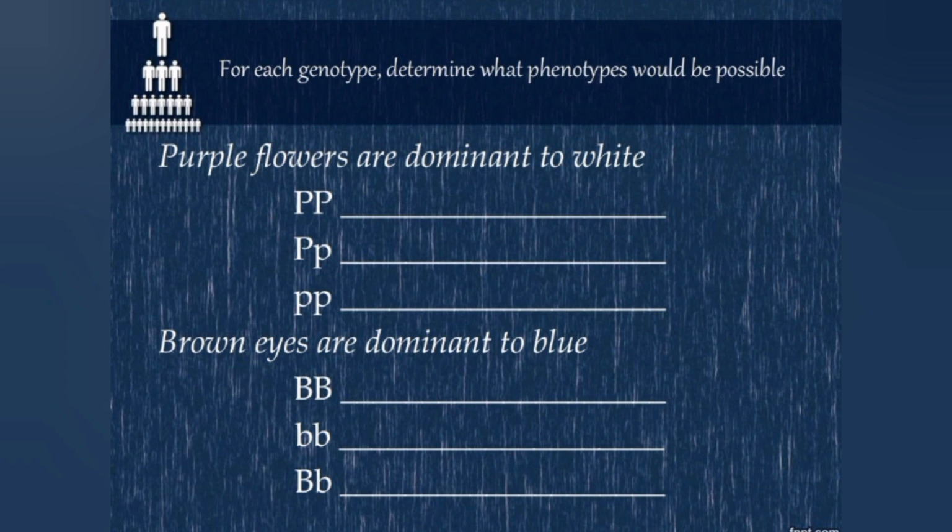Brown eyes are dominant to blue. So the capital B shows the brown eyes because it is dominant, and the small b, they are homozygous and they show the blue. So the capital B and small b, these are the heterozygous and they show the brown eyes.